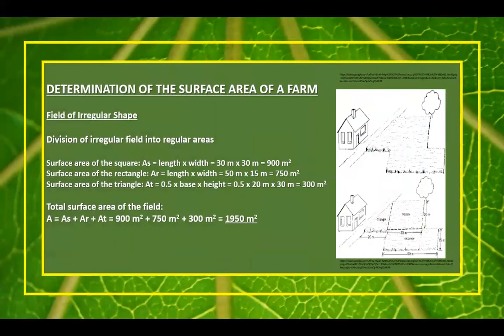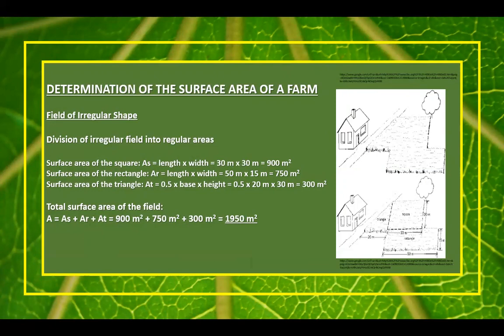What if the field is an irregular shape? For an irregular shape, as the picture shows, we need to divide the shape or area into different regular shapes or regular field areas. So we divide the irregular shape into regular areas. We have the square shape, the rectangle, and the triangle. Then we measure the length, the width, and the base and the height of the different regular areas.